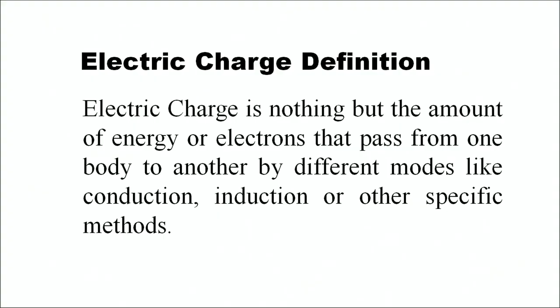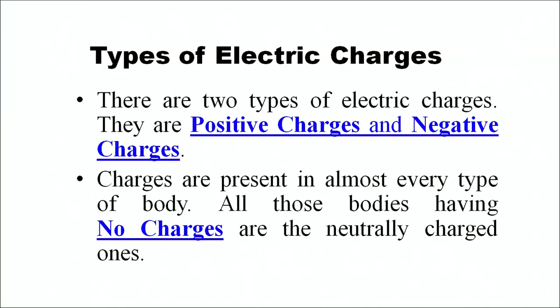Now let us come to the definition of electric charge. Electric charge is nothing but the amount of energy or electrons that pass from one body to another by different modes. Now, these modes can be conduction, induction, or any other specific method. Electric charge is of two types: positive charge and negative charge.